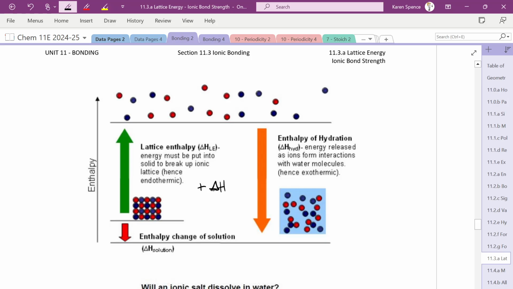This one doesn't include the delta H of breaking the IMFs, the solvent IMFs. I need to fix this graph here.